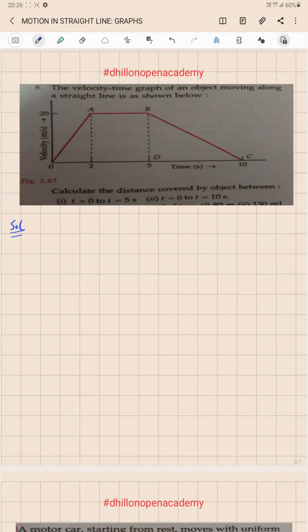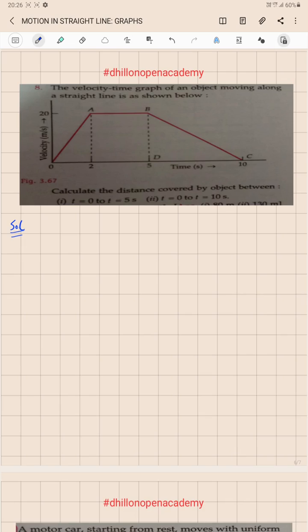Students, let us try to solve one or two numerical problems based upon the graph. So the first problem is that a velocity time graph of an object moving along a straight line is given below. From this graph we have to find out the distance covered by the object in between.